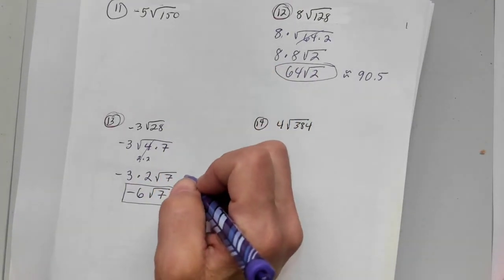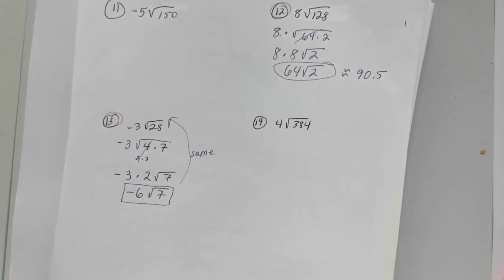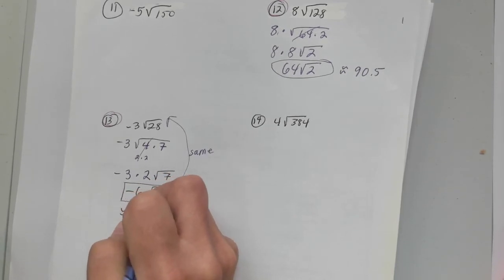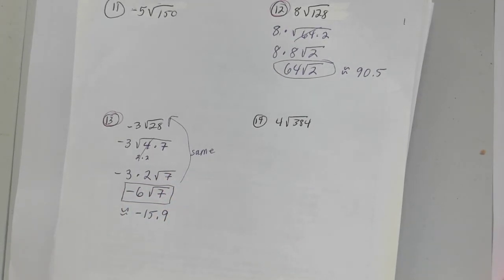It's the same as this. Same answer, it's just simplified. Again, if we were going to round it to the nearest tenth, we would get approximately -15.9.